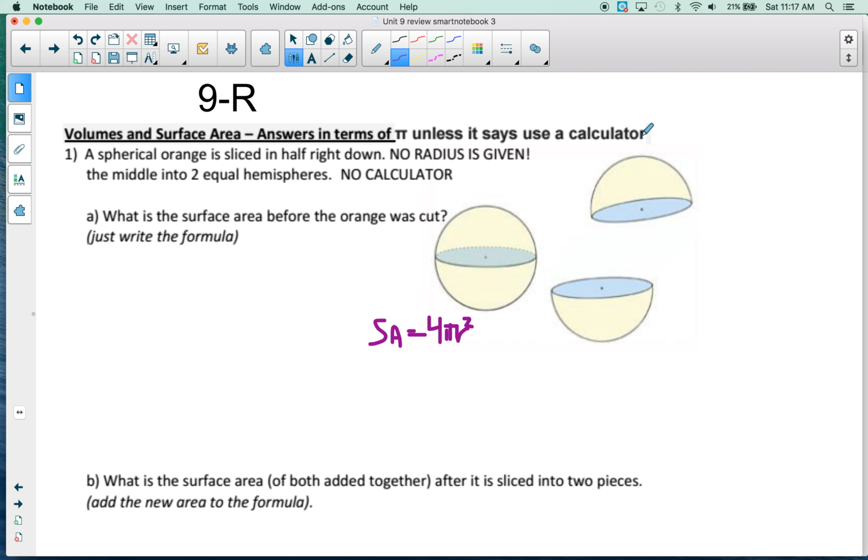When we cut it in half like this, we still have the same yellow surface area. See this yellow surface area? This yellow surface area together is the same as before, right? So the surface area of these two half spheres, or hemispheres as we call them, is exactly the same as before. We didn't lose any surface area.